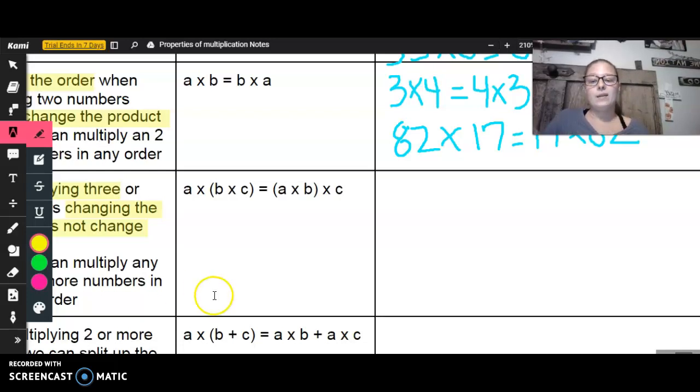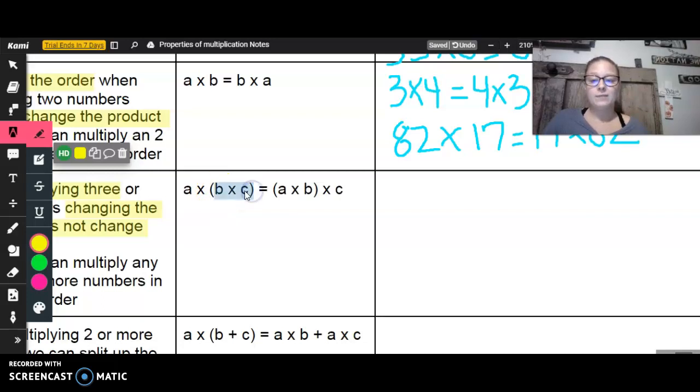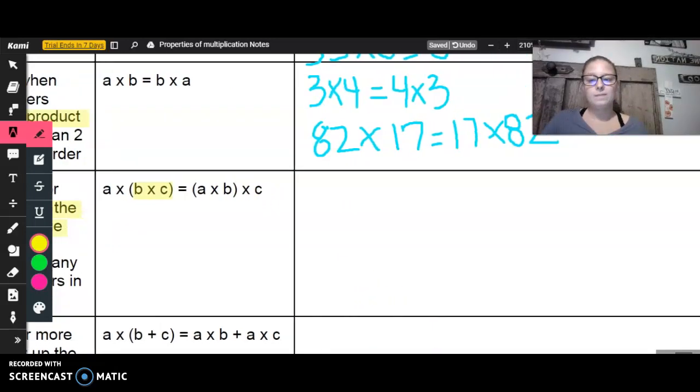So if we were doing A times B times C, we would first do B times C, and then the answer to that, so BC times A. That might be a little confusing with variables, but once we put in numbers, it will make sense.